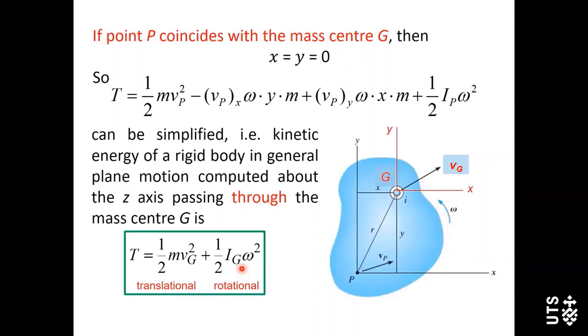In this equation, we can see two components. The first one is translational component. It is related to the velocity of point G. The second one is rotational component, and it is related to the angular velocity. It is easy to find kinetic energy is always positive from this equation.